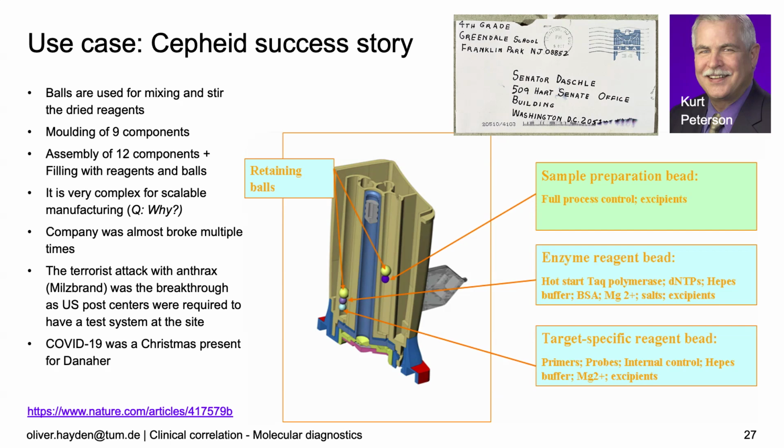But then they had the first Christmas present, and the first Christmas present was this letter to Senator Daschle, and it involved anthrax. So those were these domestic terrorist attacks in the US. And what that led to is that the US post offices screamed up and said, "Oh, we have white powder here. I don't know what this is. Is it cocaine, or is it sugar, or is it anthrax? I need to have a test for that." Okay, in most of the cases it was cocaine, most likely, but in some of those it was anthrax.